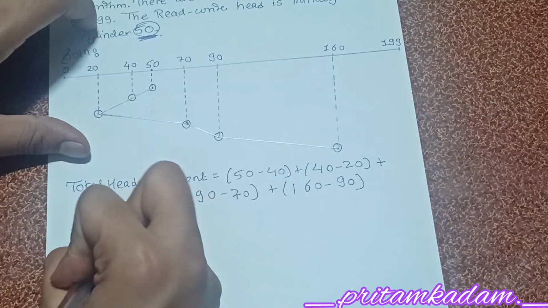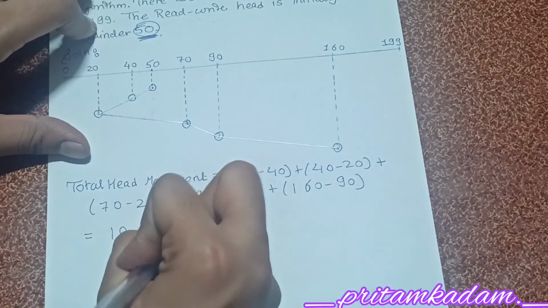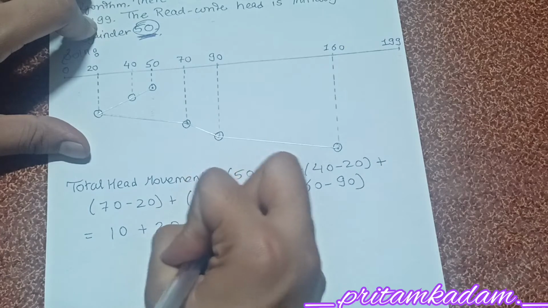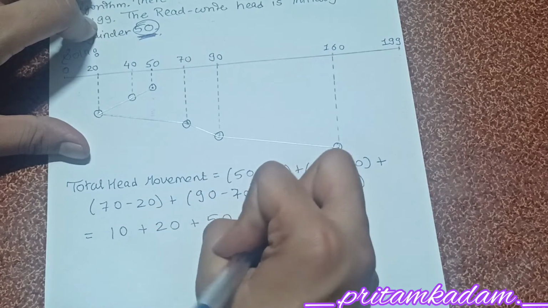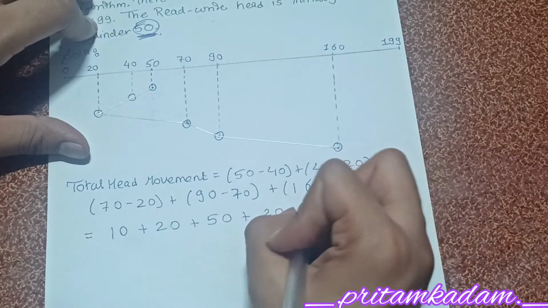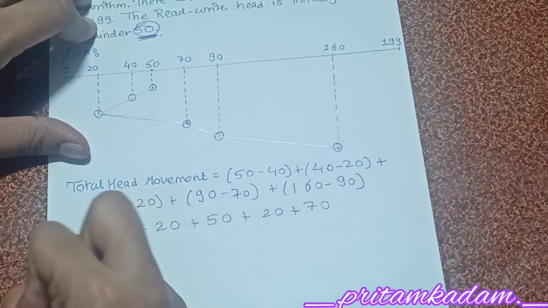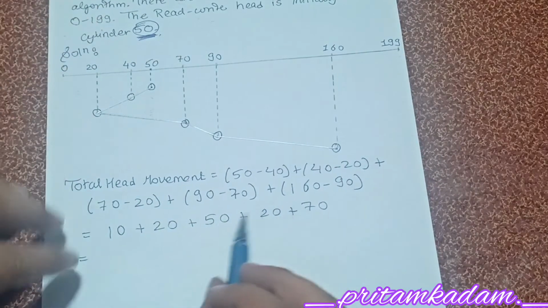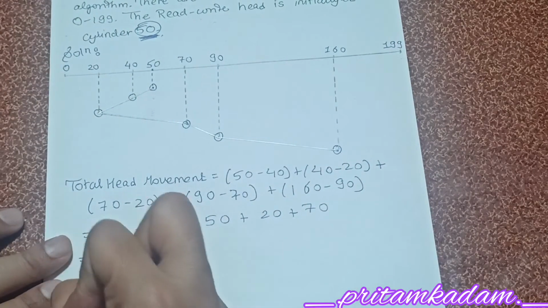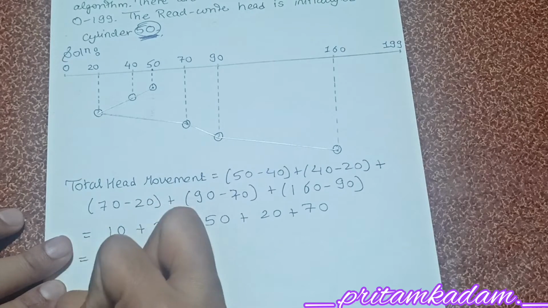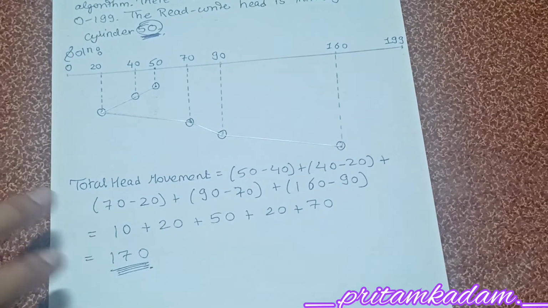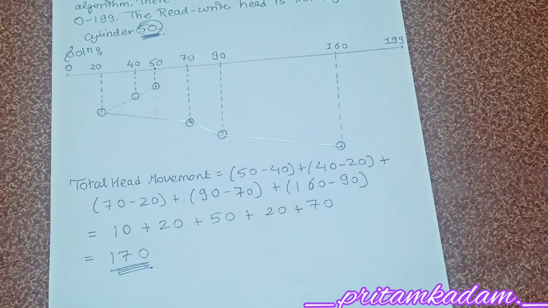So let us calculate the summation now. So 10 plus 20 plus 50, and then 90 minus 70 is 20, and then 160 minus 90 is 70. So 30 plus 70 is 150, plus 20 is 170. Okay, so we just found out the total head movement.